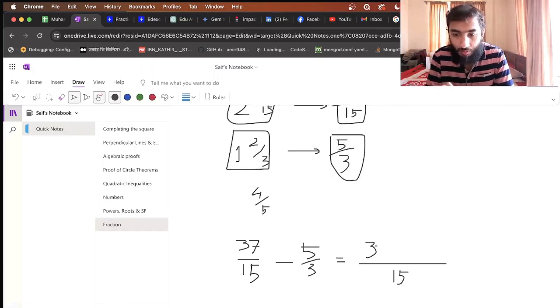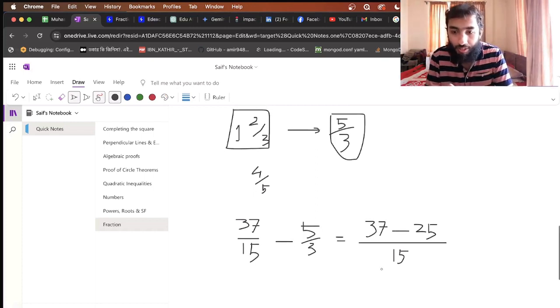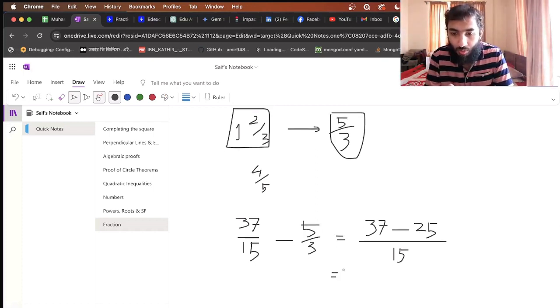37 minus 3 5s are 15. If I divide 15 by 3, we get 5, and 5 multiplied by 5 is 25. So we get 12/15. Or we can shorten it: if we divide both numerator and denominator by 3, we get 4/5.